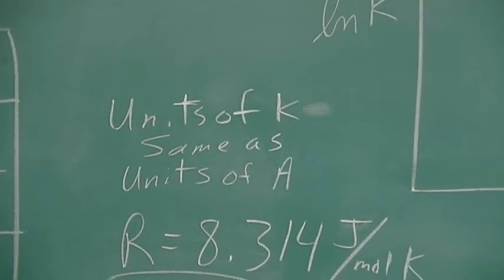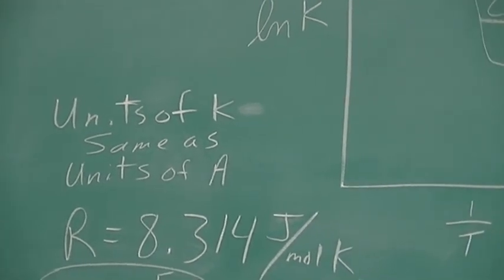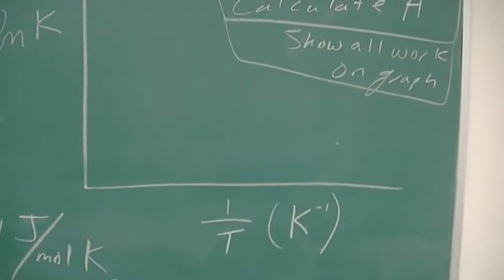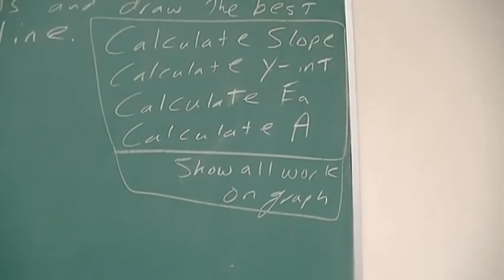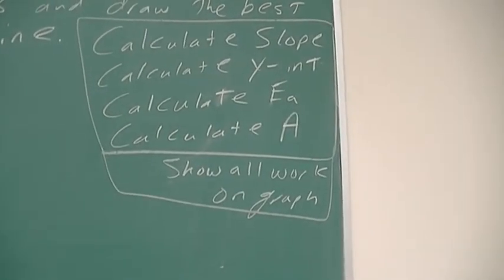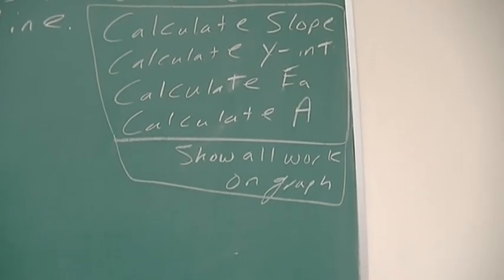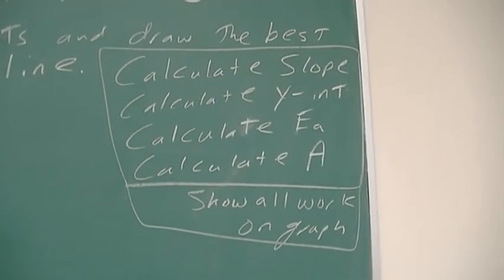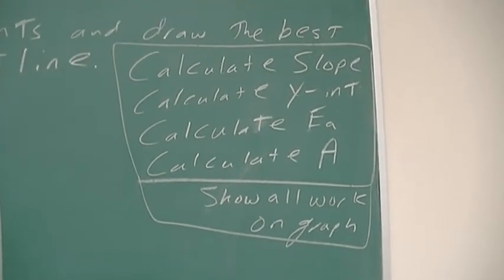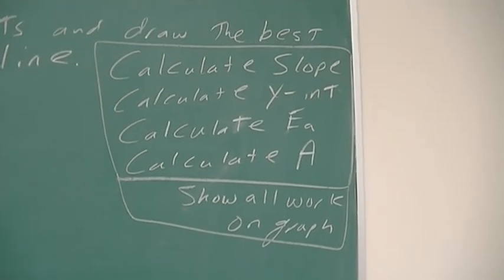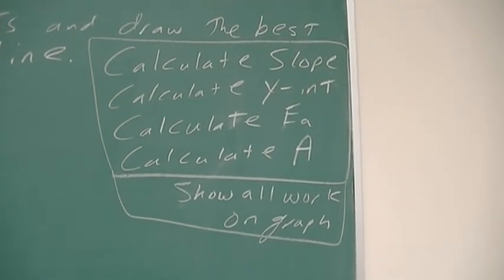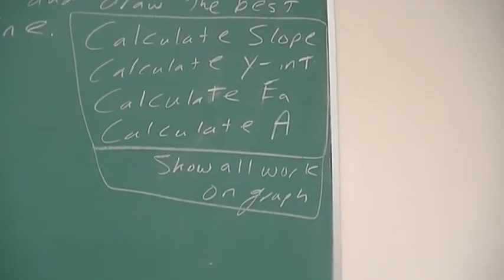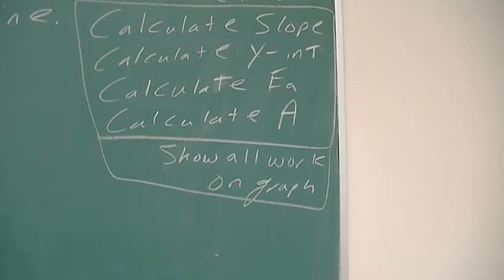And so you will have to make a graph, and you will have to plot your points and make the best straight line from those points, and then show all of your work on the graph. So when you're doing the slope, I need to know the 2 points that you used. You need to show them and show how you got the slope with the numbers, and then you have a point slope. Then you find the y-intercept, again show that calculation, and then show how you're calculating the energy of activation from your slope, show how you're calculating the Arrhenius frequency factor A from your y-intercept.